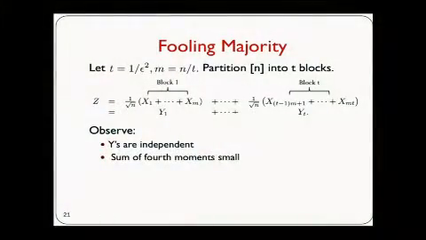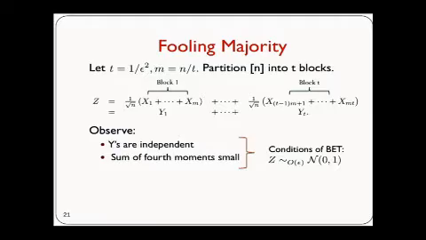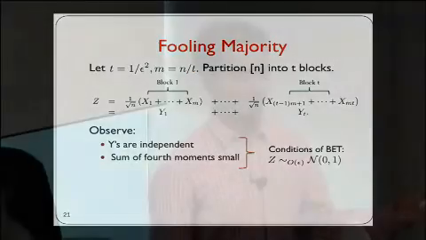And observe that the yi's are independent of one another because the xi's themselves are independent of one another. And a simple 2-line calculation shows that the sum of the 4th moments of the yi's is small, and in fact it's at most 6 times epsilon squared. And these are the exact conditions we needed to apply the Berry-Esseen theorem. And when we do that, we can conclude that the random variable z is close to the standard Gaussian distribution with an error that is a constant times epsilon.